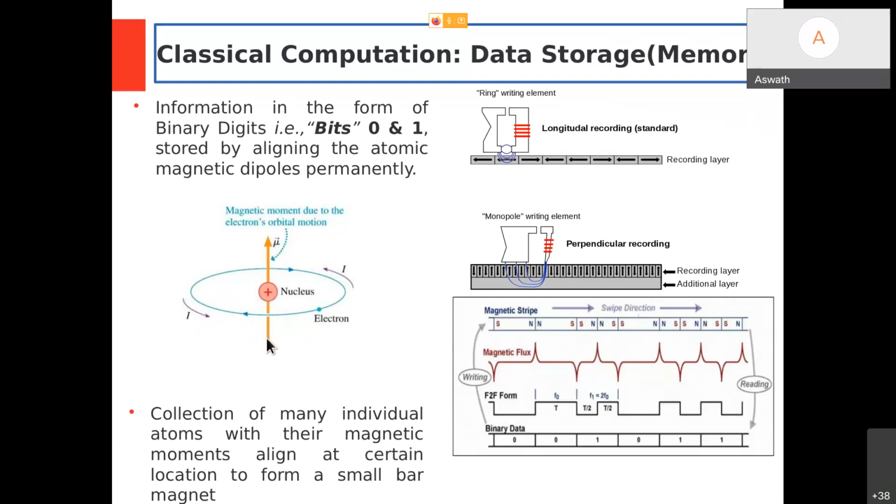So by default, you can arrange these magnetic moments in a required manner, right? So what I will do, I'll bring some artificial magnet which can send magnetic field lines, so I can align these magnetic moments according to my requirement. Let's say in this strip region, all the magnetic moments were aligned towards my left. That is one way of storing my data.